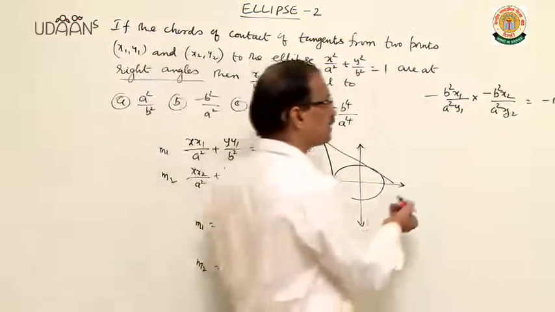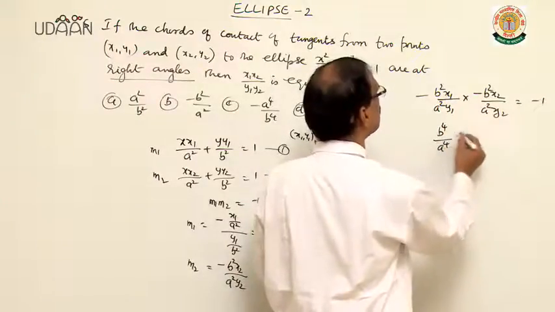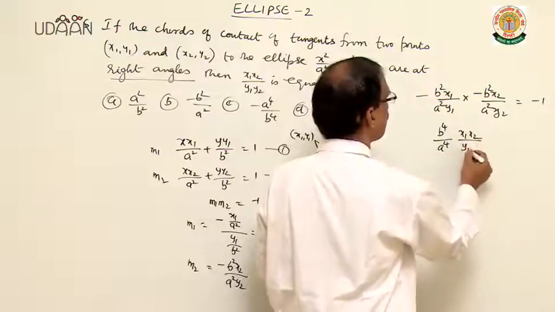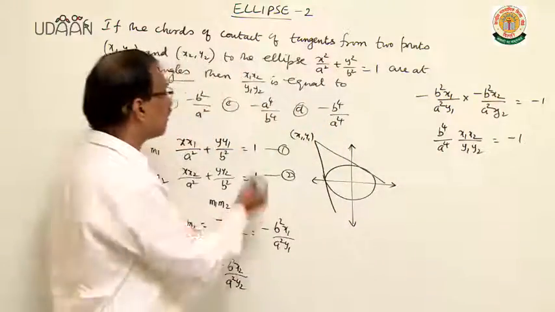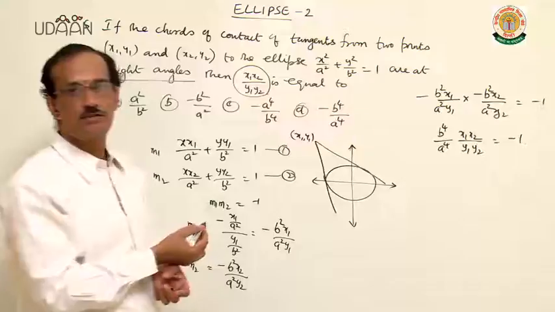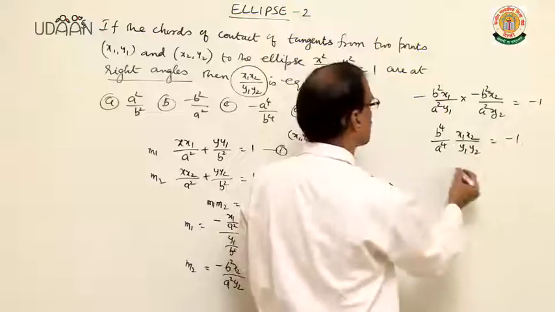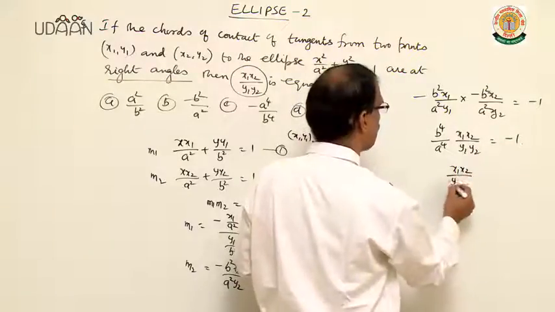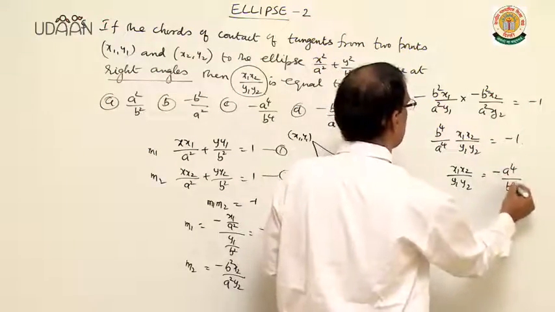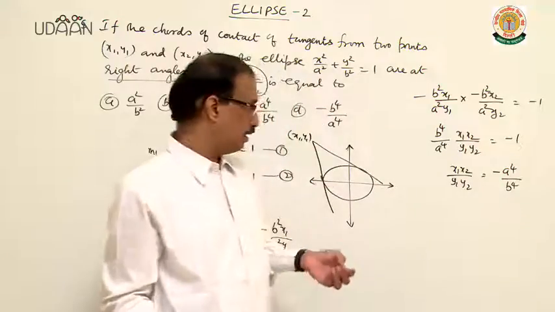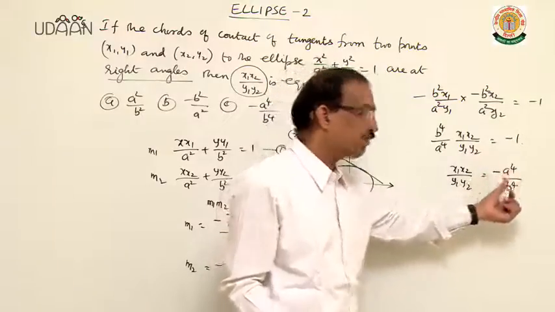So from this what you will get? Minus minus plus. So b power 4 by a power 4 into x1 x2 by y1 y2 equals minus 1. Now what we have to find out is the value of x1 x2 by y1 y2. So you leave this here and take the rest to that side. You get x1 x2 by y1 y2 equals minus a power 4 by b power 4. So the value of x1 x2 by y1 y2 is equal to minus a power 4 by b power 4.